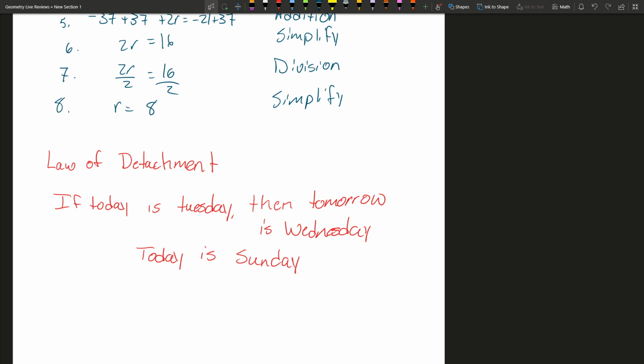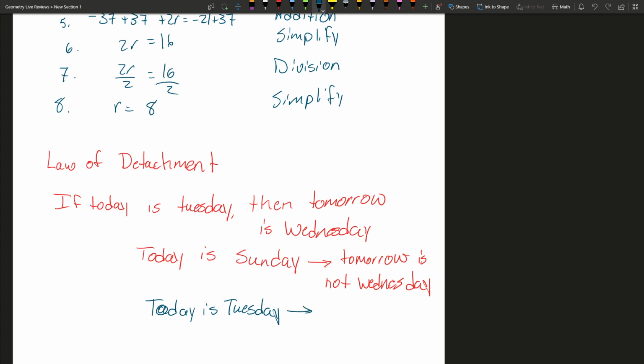Okay, if I said that, we'll say, so if today is Sunday, then tomorrow is not Wednesday. If I give you that today is Tuesday, that means that the hypothesis is true. So if the hypothesis is true, then the conclusion is true. So because today is Tuesday, tomorrow is Wednesday. The law of detachment is just about the hypothesis and whether or not that's true, and then what conclusion you can draw from that.